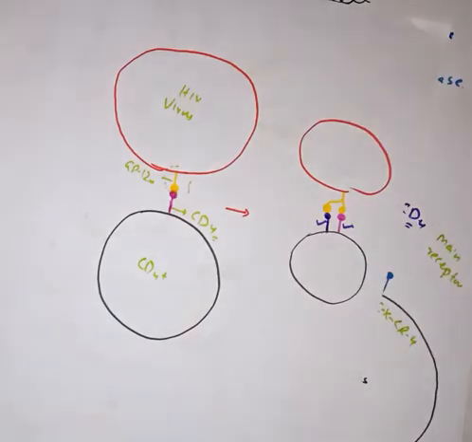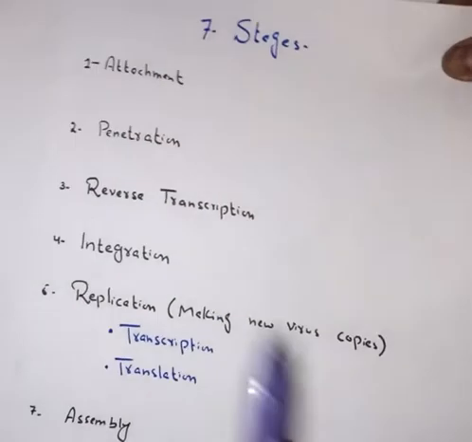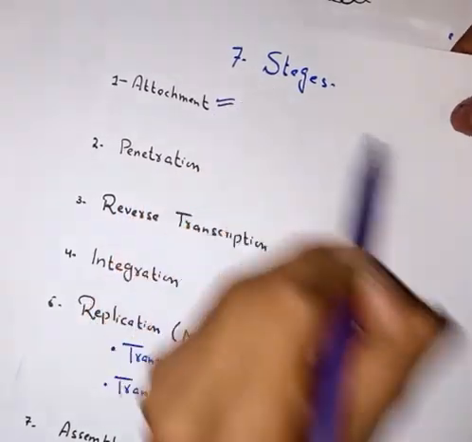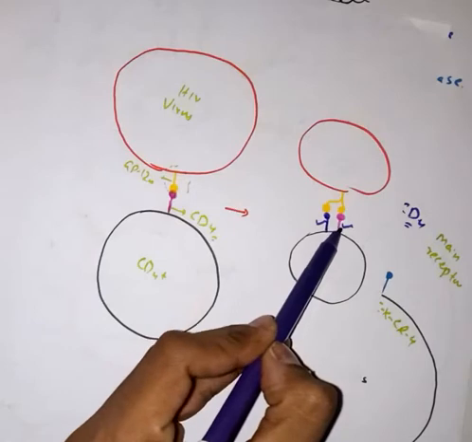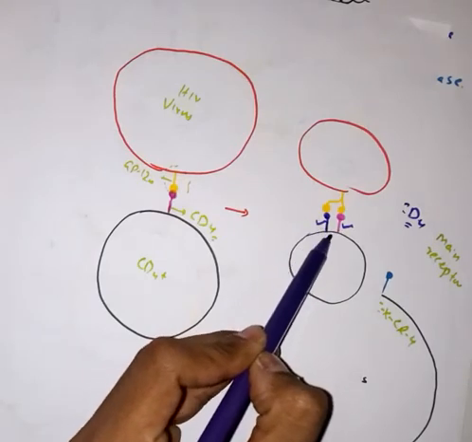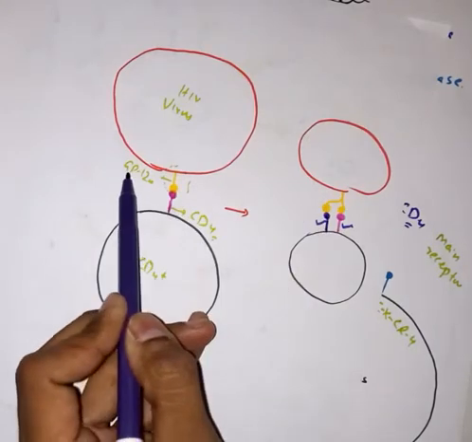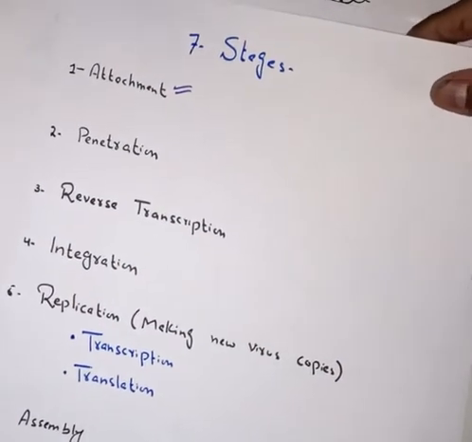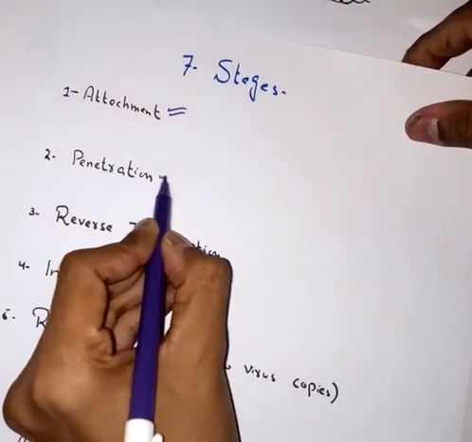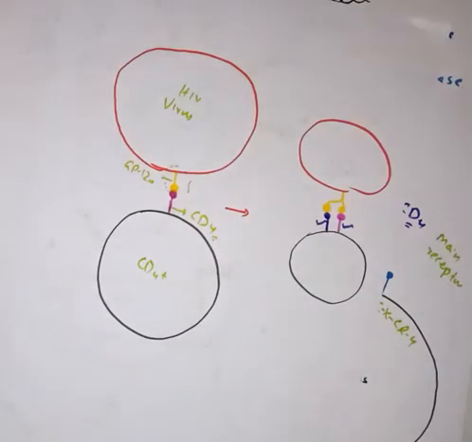Okay. Now after the attachment with the main receptor and the co-receptor, the first stage is called attachment. Here you can see the first stage, attachment, and now attachment has occurred. The main receptor and the co-receptor have attached with the GP120, and this is the first stage. Okay. Now the second stage is penetration.